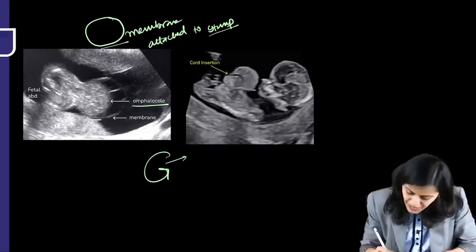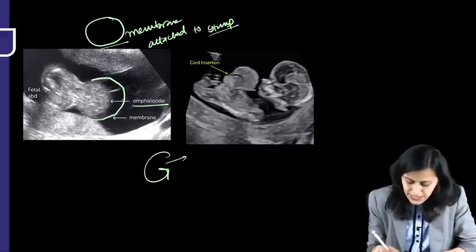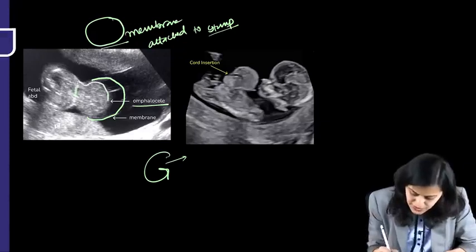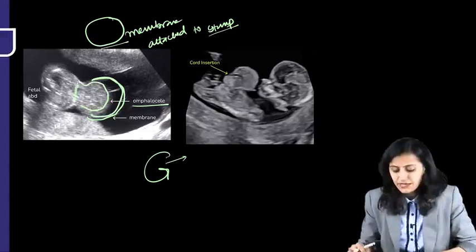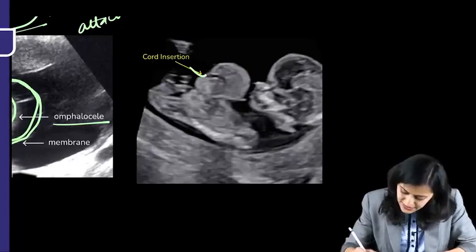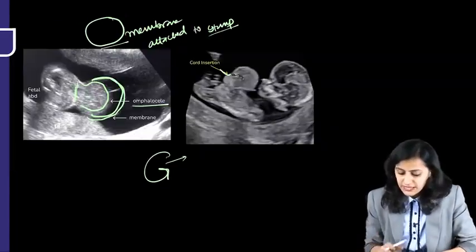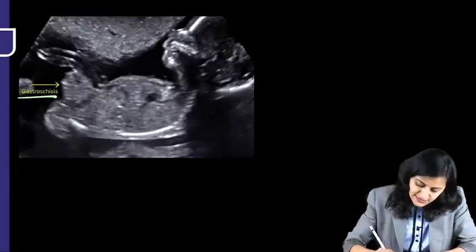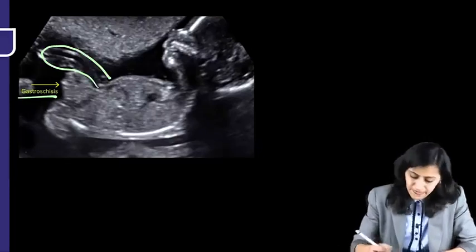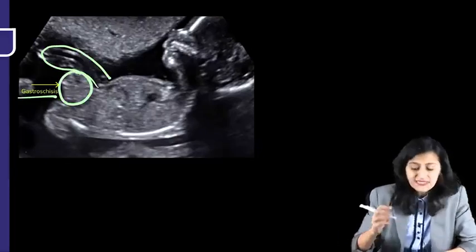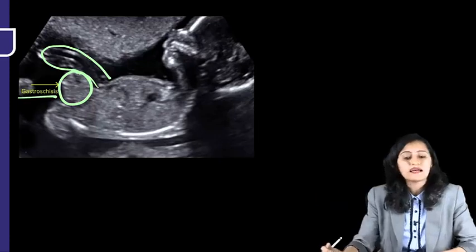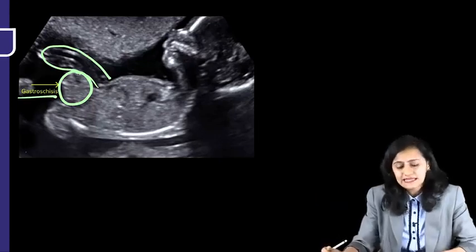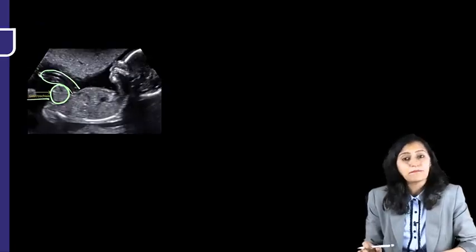So omphalocele will have this membrane. This is a defect in the abdomen, the contents going out, and it has a membrane here. And at the center, it has this cord insertion. In contrast, in gastroschisis, this is the umbilical cord, and the gastroschisis is adjacent to the umbilical cord. That means it is not in the midline and it does not have the surrounding membrane.